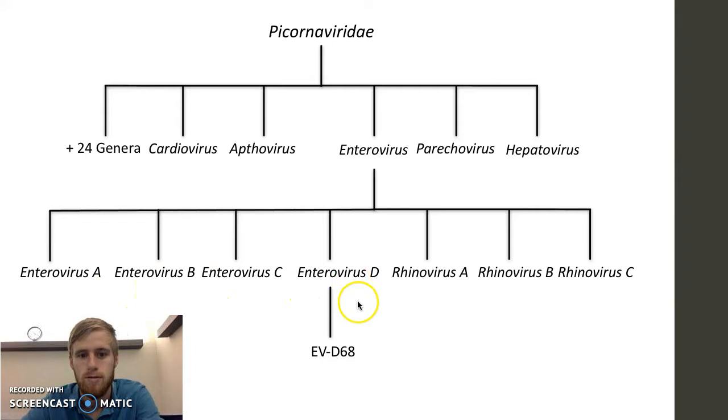Enterovirus D species contains our serotype EV-D68, and this is sort of a mixture between the rhinoviruses and the enteroviruses. Rhinoviruses are associated with the common cold usually, and enteroviruses are associated with gastrointestinal infections. What's interesting is enterovirus C contains the poliovirus. So my disease is sort of a mixture between the polioviruses and the common cold.